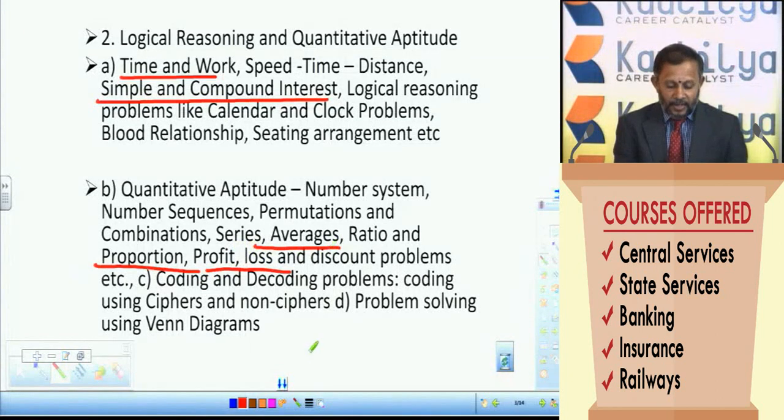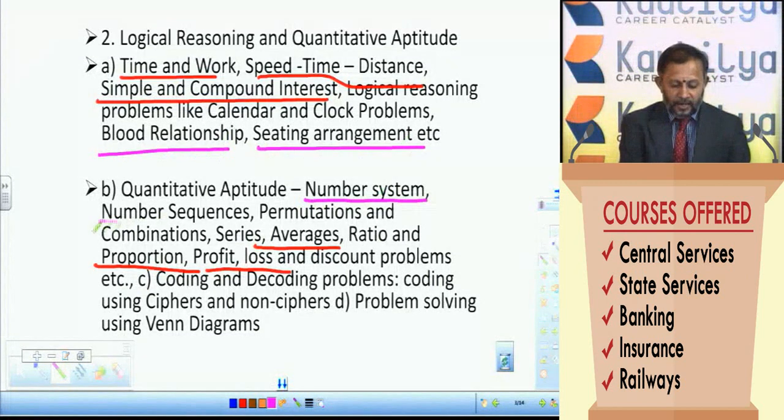All these categories come under quantitative aptitude, or in general some people call it the arithmetic part. So time and distance, time and work, average, ratio, proportion, percentage, profit and loss, simple interest, compound interest come under the category of quantitative aptitude. And then regarding the reasoning part, we have to concentrate on blood relations, seating arrangement, number series and number sequence. These concepts come under the category of reasoning.